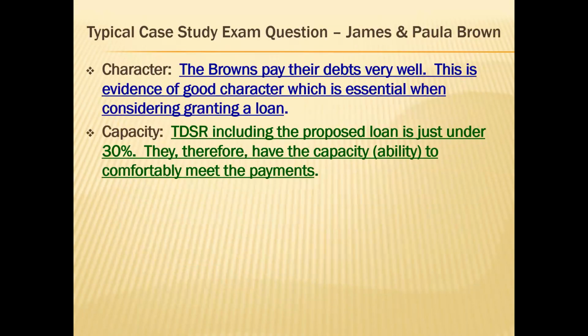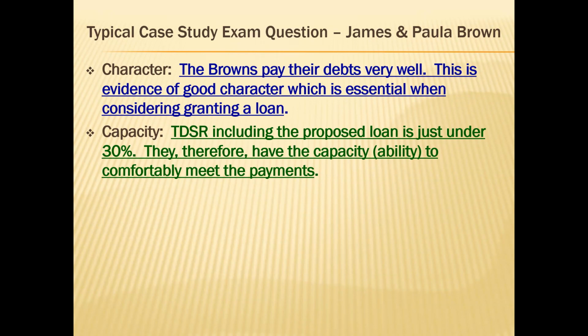Okay, so let's put that down. Under character, we're doing credit Cs. Character, the Browns pay their debts very well. This is evidence of good character, which is essential when considering granting a loan. Capacity, the total debt service ratio, including the proposed loan, is just under 30%. They therefore have the capacity or the ability to comfortably meet the payments. Okay, what about collateral now?